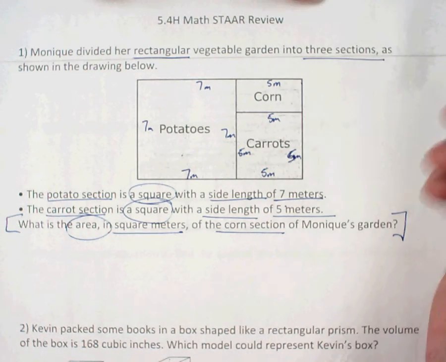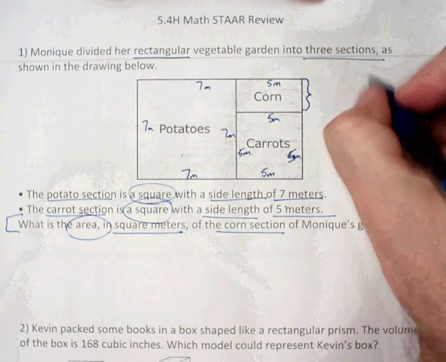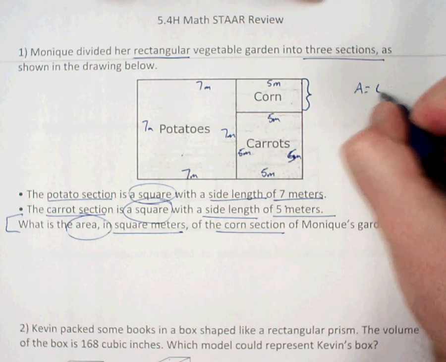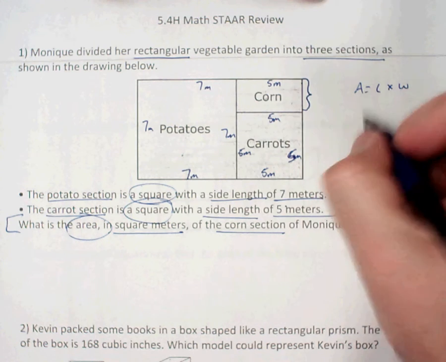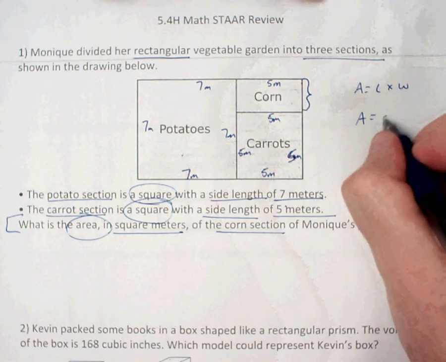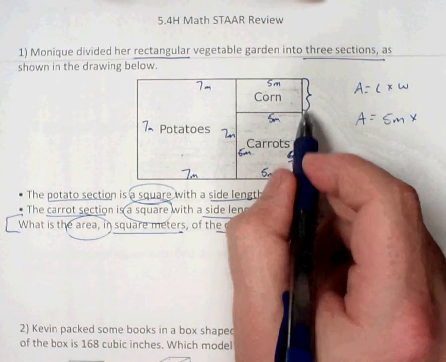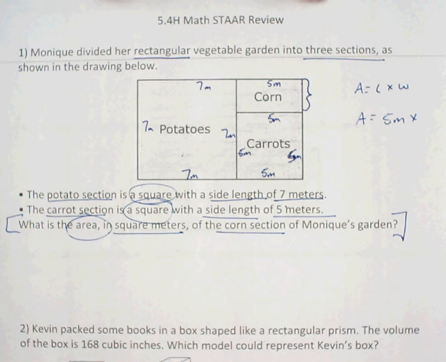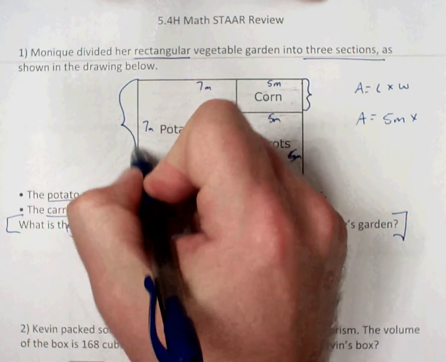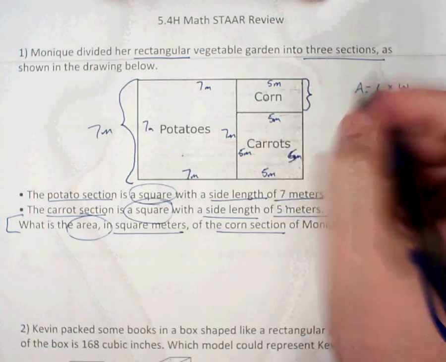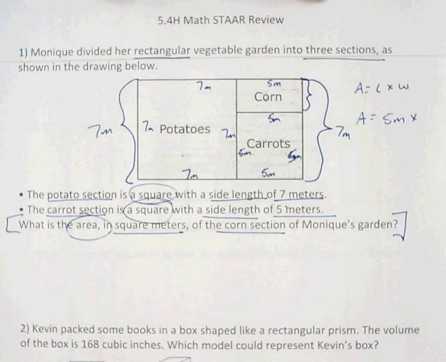All right, the challenge comes with now finding this section, because if I want to find the area of the corn section, I'm going to need the length and the width. All right, so I've got the length now because I'm looking at the area of the corn section. So the length is 5 meters because that's what I just figured out. Now I need to find what is the width. What is this measurement right here? And again, I have to use the fact that this is a rectangle. So this side here is 7 meters, which means this side is also 7 meters.